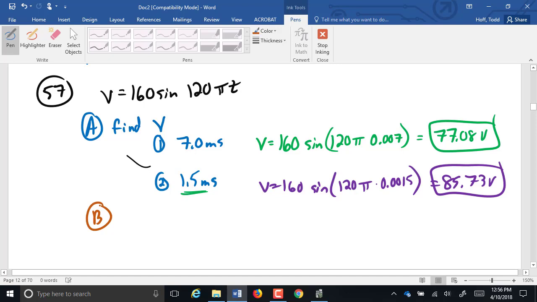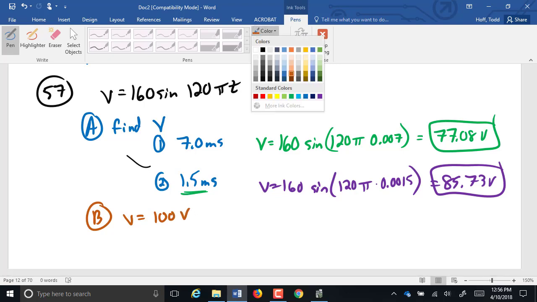So part B, the two values of t in the first cycle where the voltage is going to be 100 volts. So what we're going to do is we're going to find the first value where it's 100 volts. The second value will be a little bit easier to find. I'll show you how we find that.